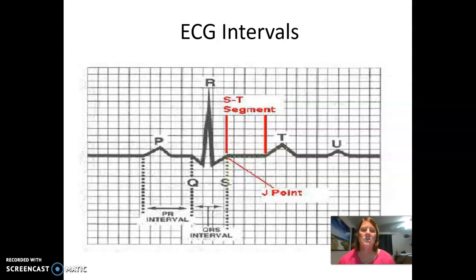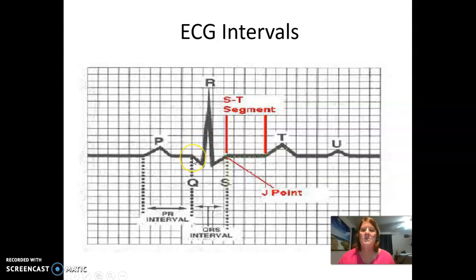And that is telling you how much time it is taking for that impulse to get from the atria, from that SA node, travel through the atrial pathways, depolarize the atria, and then how long the AV node is holding it for. So that measurement should normally be 0.12 to 0.20.